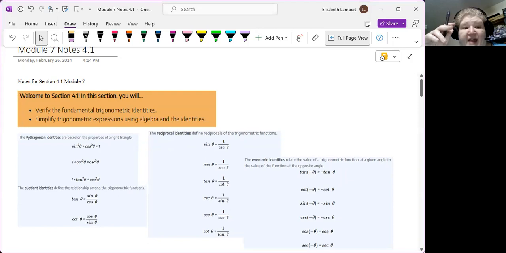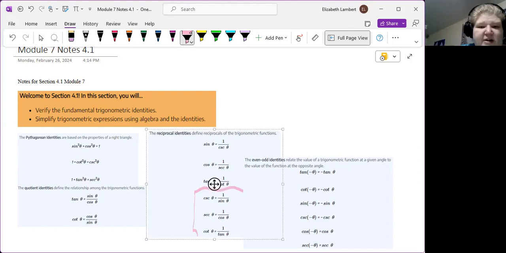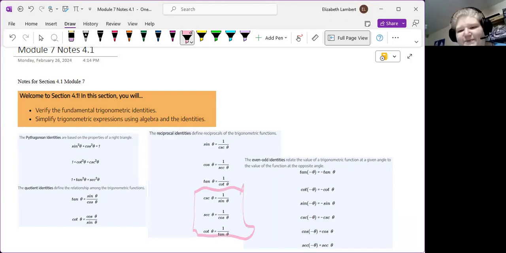So, Pythagorean identities. Sine squared plus cosine squared equals 1. And the other two, the quotient identities. Tangent is sine over cosine. Cotangent is the reciprocal of that. Our reciprocal identities, particularly those. Because if I know those three, I know the other three. Don't need to know 6, just need to know 3.